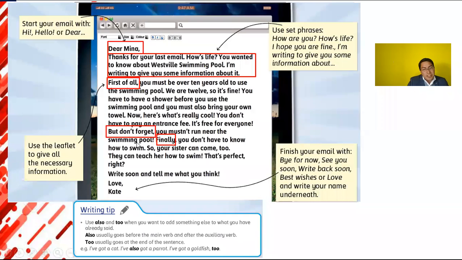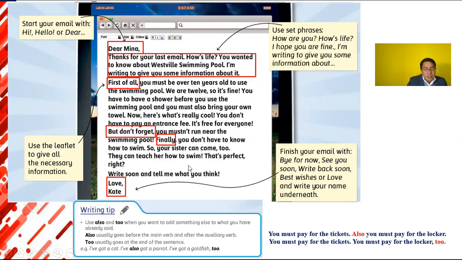And when you say all the rules, when you finish your email, say goodbye, or bye for now, or see you soon, or write back soon, or best wishes, or love, and at the end, your name. We are going to write this paragraph now, this invitation, this email. And also you can use this part. Pay attention, please, here.